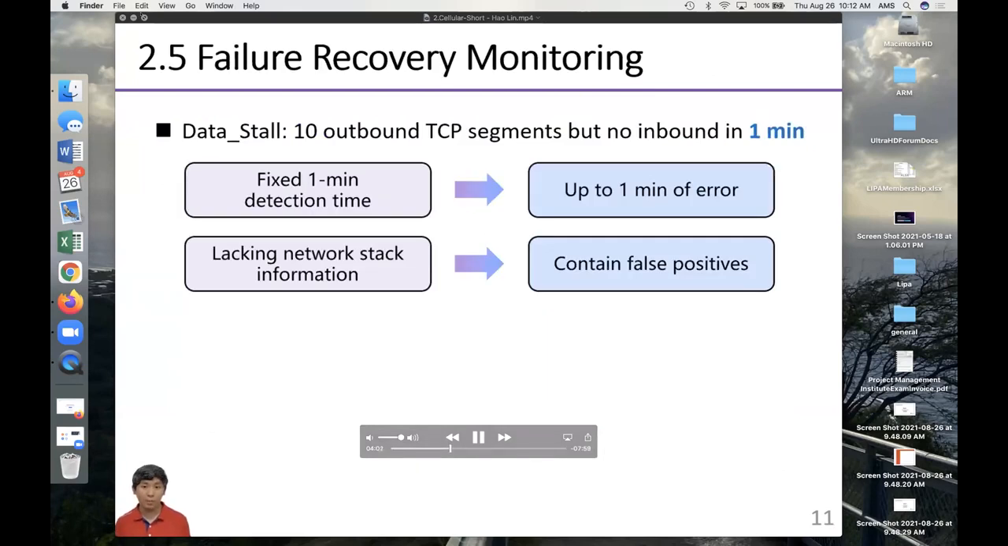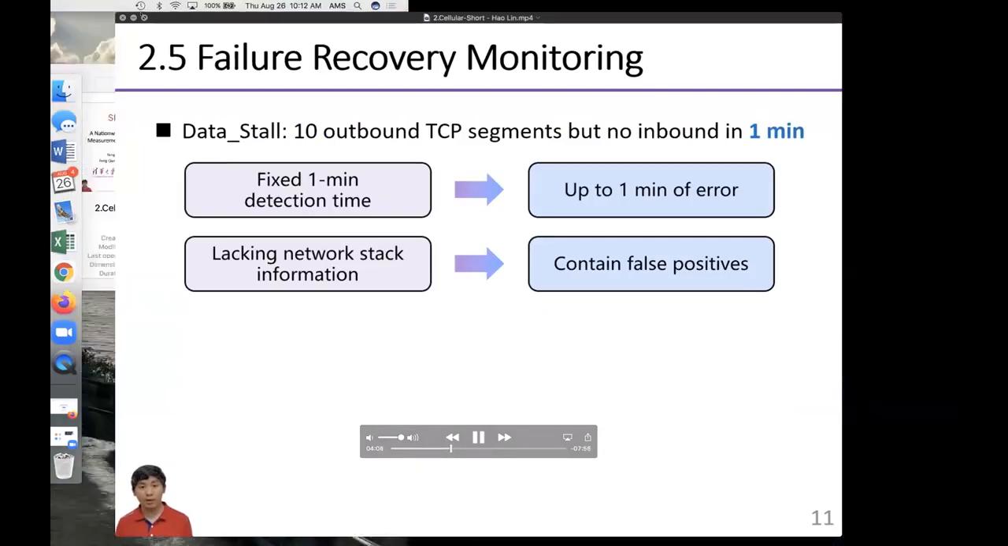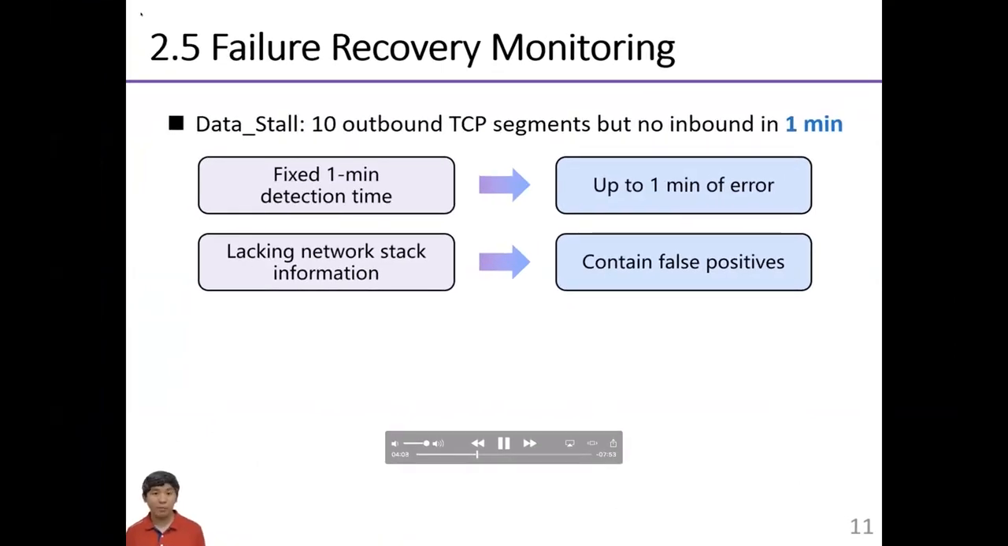For failure recovery monitoring, Android currently measures data stall by examining if there are 10 outbound TCP segments but no inbound segments in the last 1 minute. However, such fixed detection time can cause up to 1 minute of error. Also, this simple measurement lacks critical network stack information, and therefore leads to false positives.